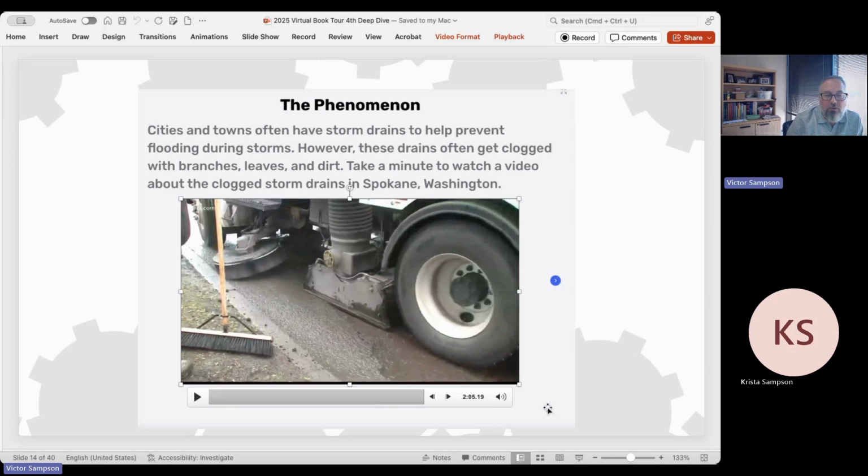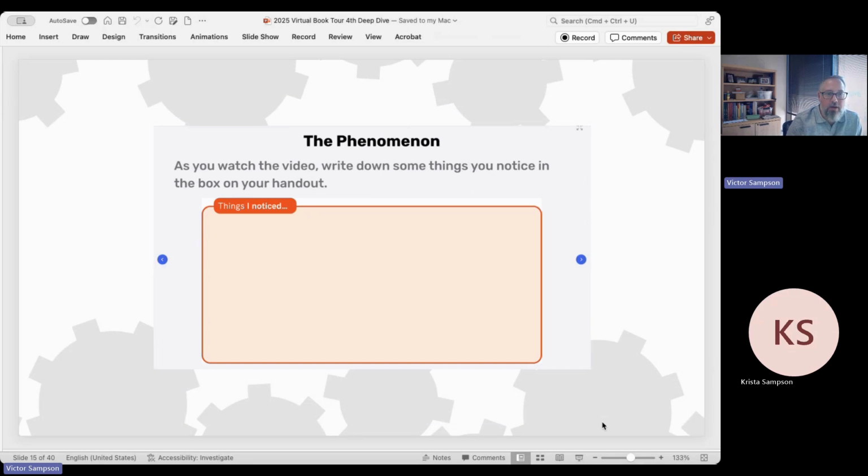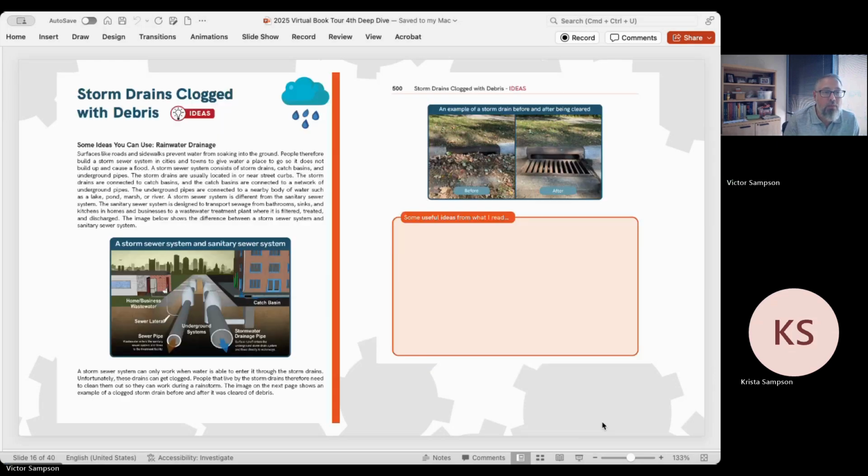So you show them that video, and then you click onto the next slide and write down some things you notice. What they'll talk a lot about is the cleanup of the debris. And then that moves right into the task of, where does that come from? Why do those drains get so clogged? What's causing that? Once they generate their ideas about how that's happened, they're going to have a lot more questions. So then we introduce some science ideas to help them put some pieces of the puzzle together.